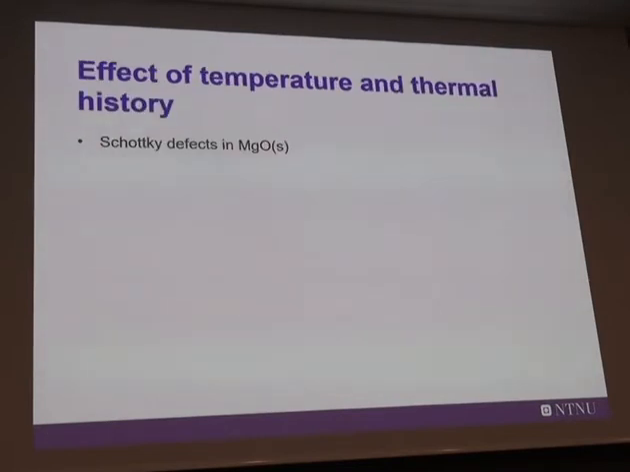Okay, now I'll try to explain how this can be changed by temperature or thermal history. And I will keep to a quite simple example, magnesium oxide. That's a very refractory oxide which doesn't really have much in the way of interesting functional properties, except that it is a transparent insulating oxide with a high band gap. But it's simple and it's easy for the purpose of illustrating what I'm trying to illustrate now.